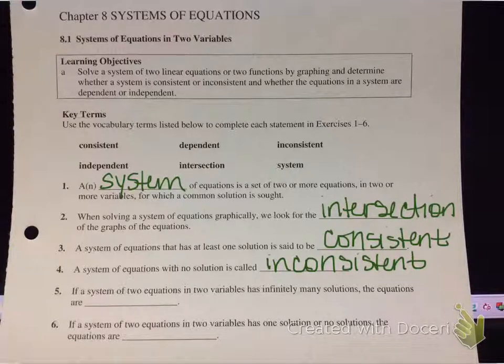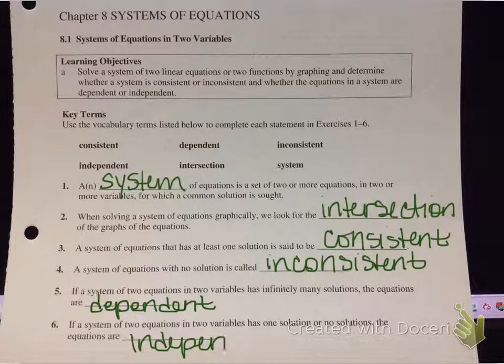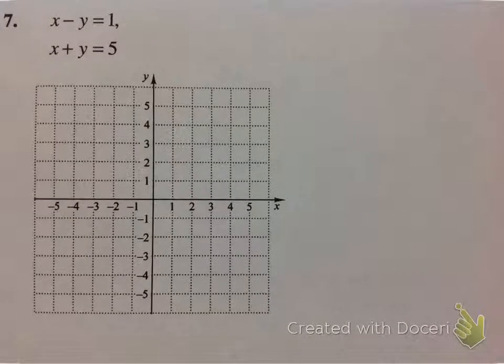If a system of two equations in two variables has infinitely many solutions, the equations are dependent. If a system of two equations in two variables has one solution or no solution, the equations are independent. Dependent, independent, consistent, inconsistent is just another way to classify systems. So now let's start solving.